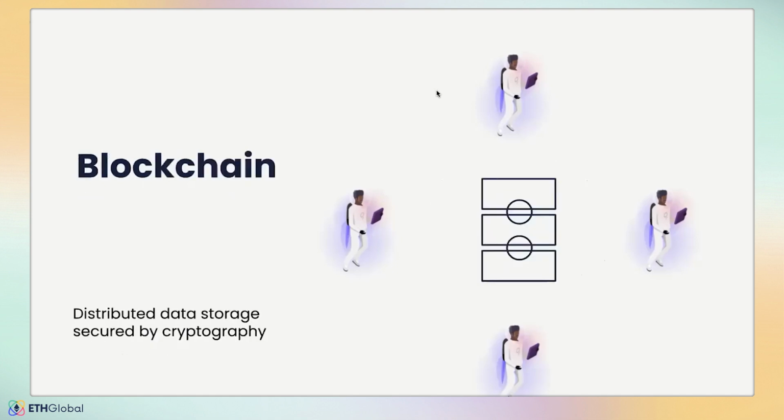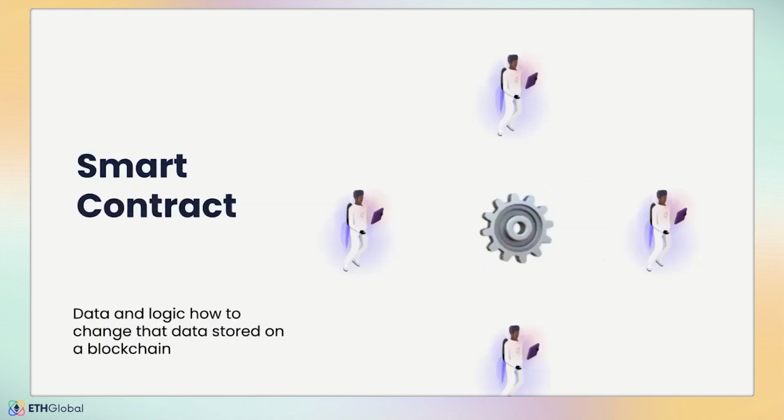But going forward, we think of the blockchain as one thing. We do not care that it is distributed across all these machines. We think of it as one logical unit. So that's just the blockchain, right? And then the smart contract, as I said before, is the data and the logic for how to change the data that is stored on the blockchain.